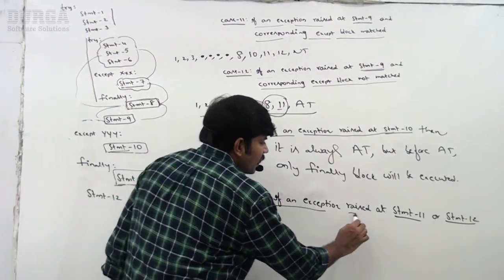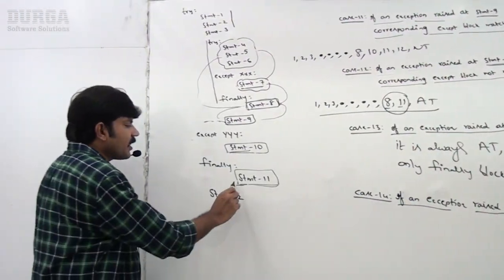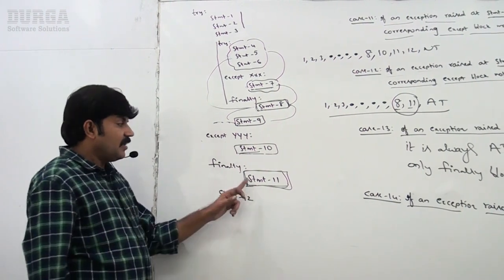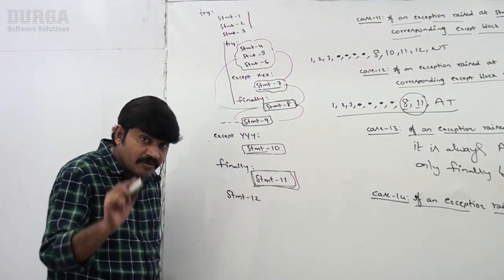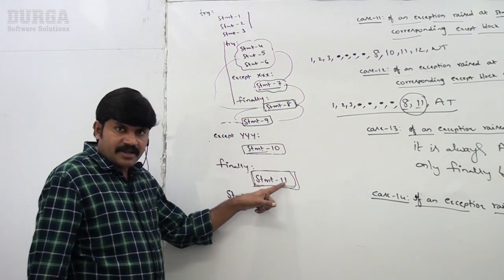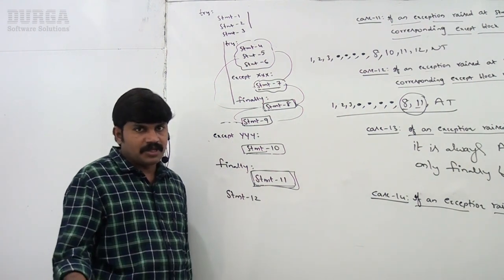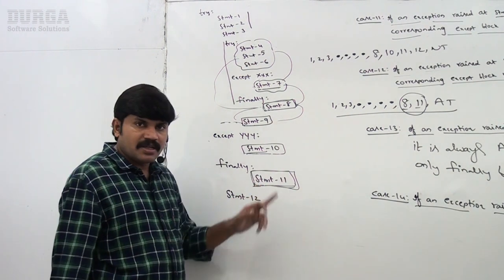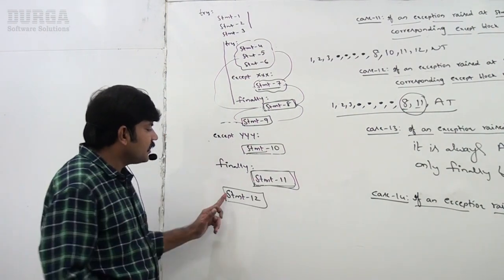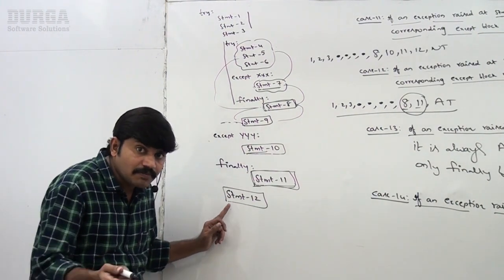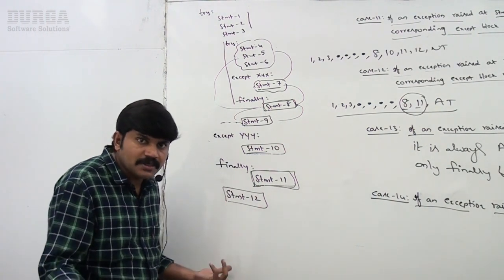If an exception is raised at statement 11, the outer finally block, so it is abnormal termination. Why? It is not part of try. If it is not part of try, no except block. No except block means abnormal termination. If an exception rises at statement 11, it is always abnormal termination. If an exception rises at statement 12, it is always abnormal termination, because it is not part of the try block, there is no except block, obviously abnormal termination.